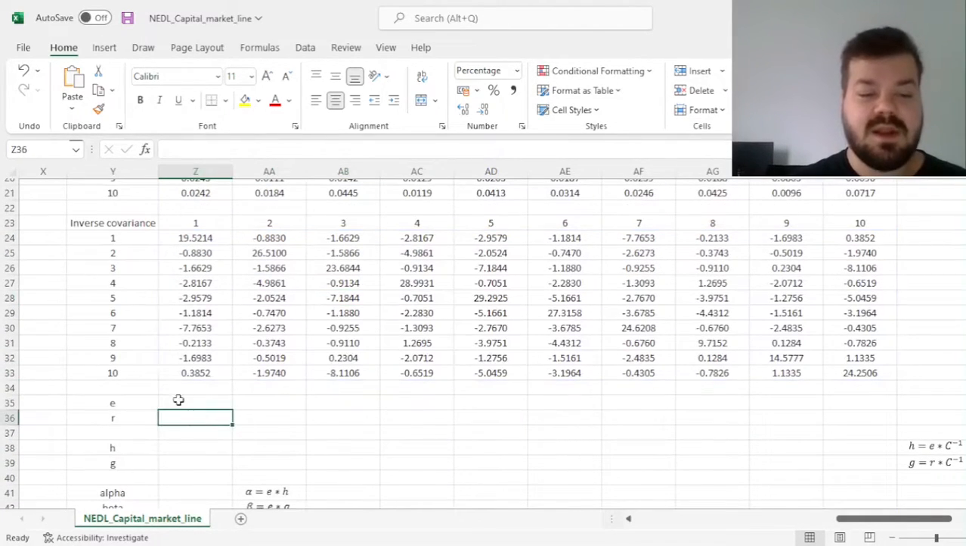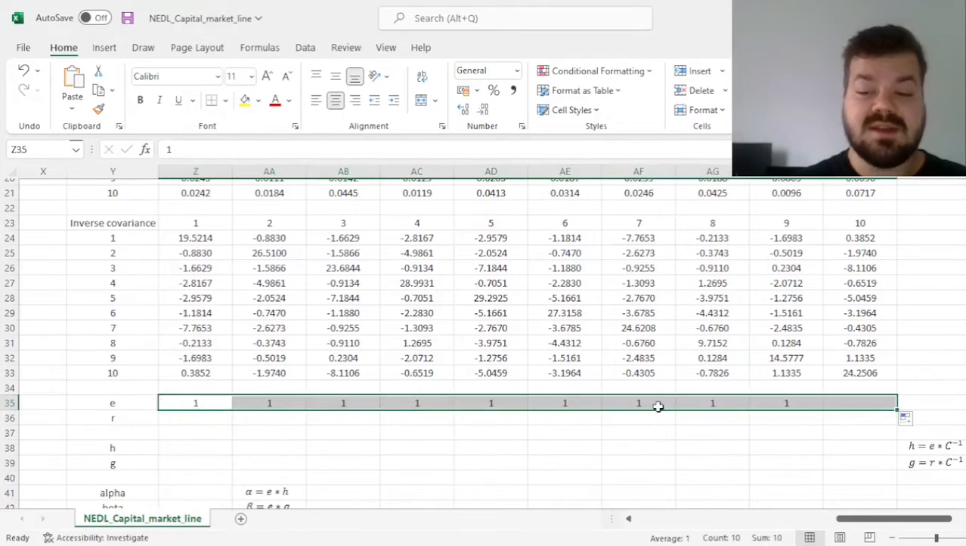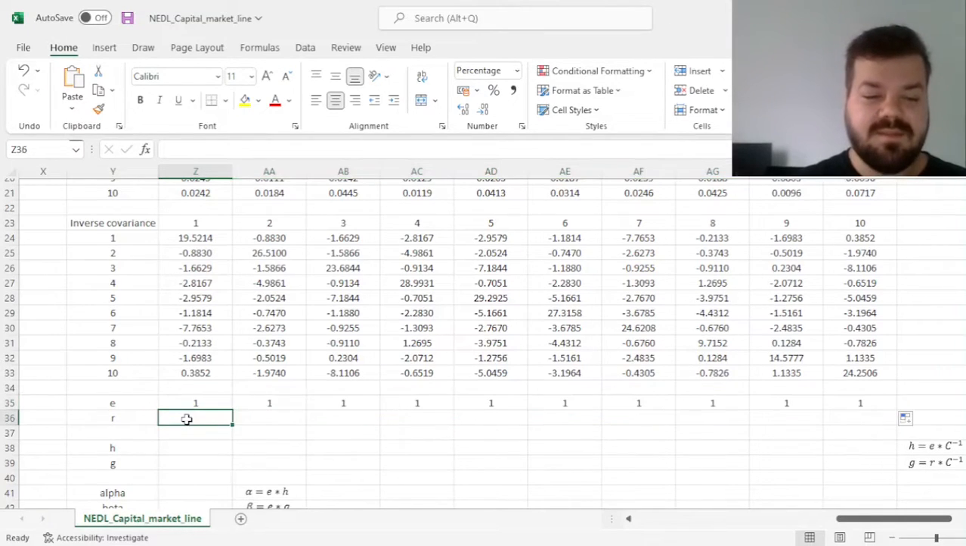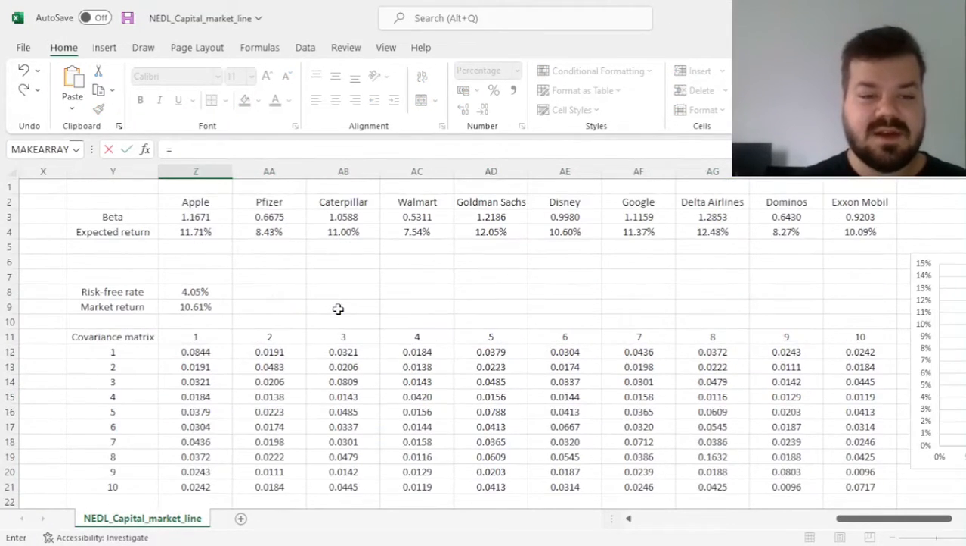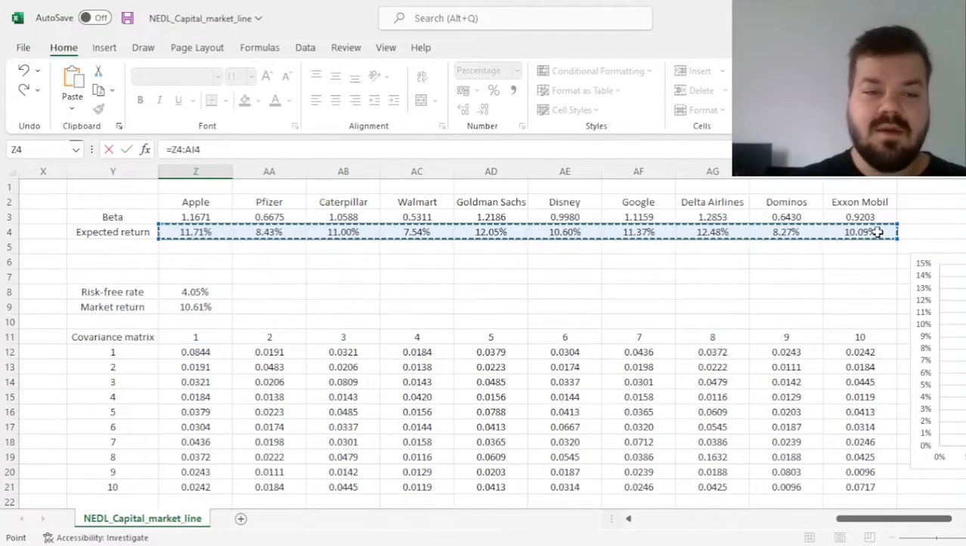To do that, we need to specify two vectors, which is the E vector, which is a unit vector, meaning that it's a vector of ones that has the same number of entries as the number of stocks. So we'll have 10 ones. That would be the E vector, the unit vector. And the R vector is the vector of expected returns that we can plug in from the top.